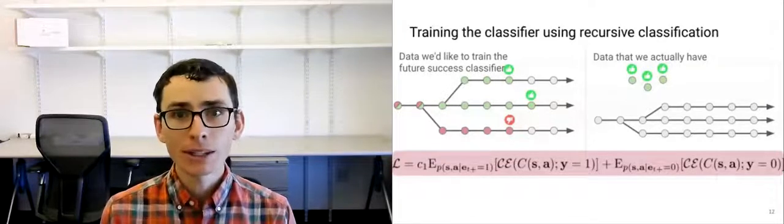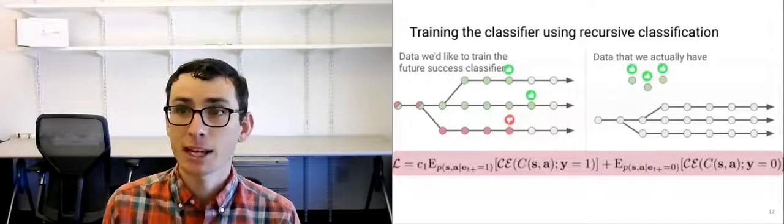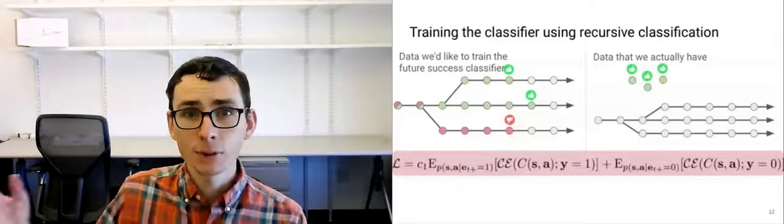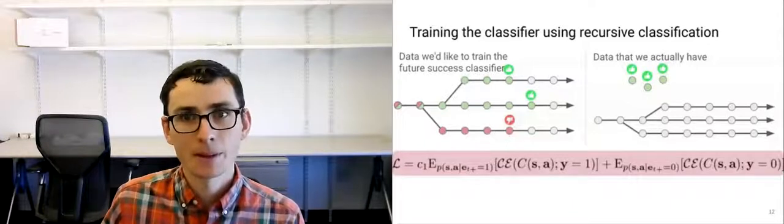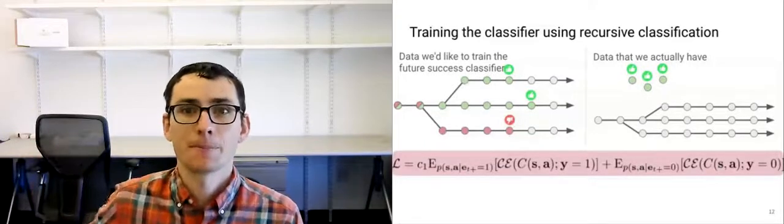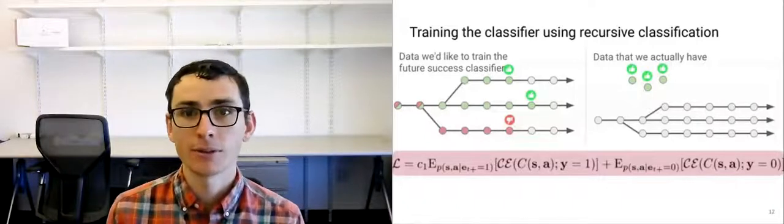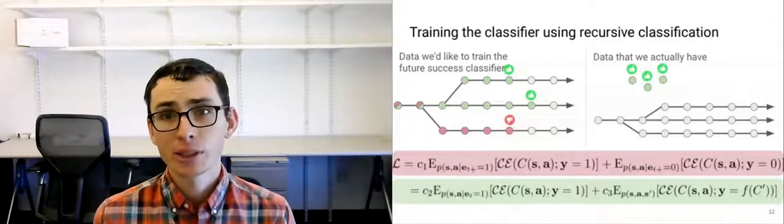To do this, we know that there is a recursive relationship between the classifier's predictions at different time steps. In particular, the probability of solving the task in the future is equal to the probability of solving the task at the next time step, plus the probability of solving the task after the next time step. This is the main idea, which allows us to re-express the same classifier objective as follows. This objective has an intuitive interpretation.